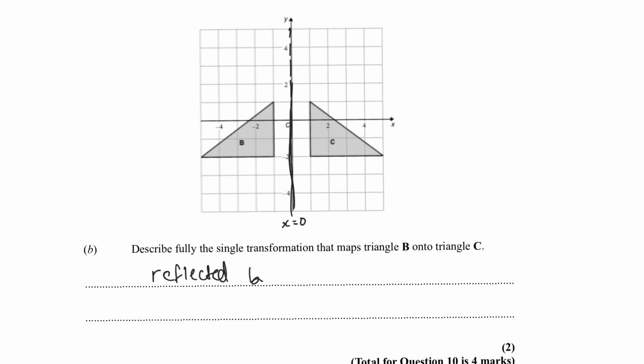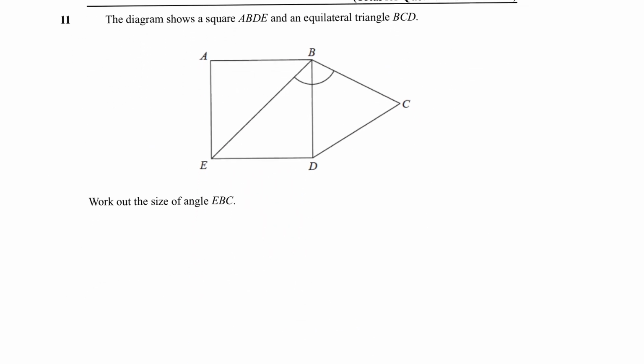The y-axis. So you get a mark for saying reflection and a mark for saying which line. Okay. And then on to question 11. It's now saying that the diagram shows a square ABDE and an equilateral triangle BCD. It wants us to work out the size of angle EBC, which it has labeled already. So let's look at what we have.